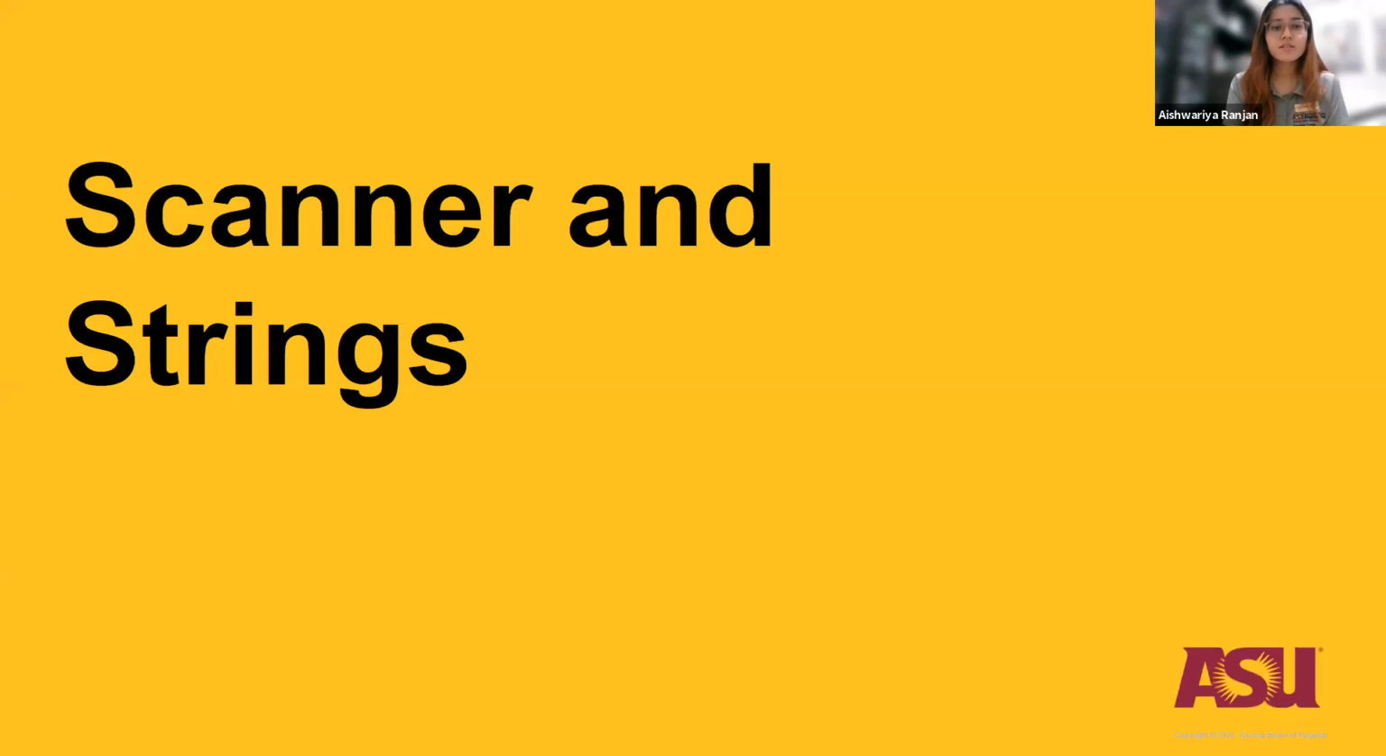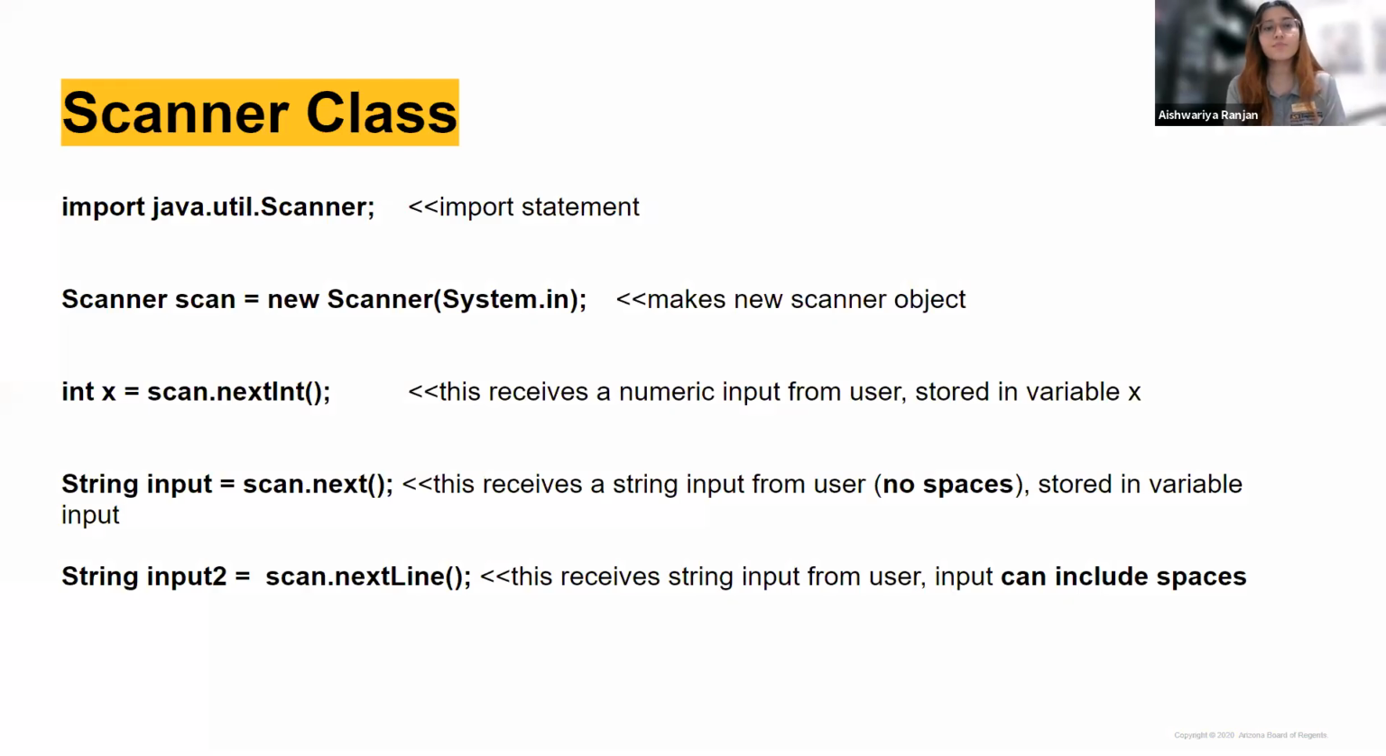Then string and scanner class. So scanner class is used to obtain the user input. So if you want to use the scanner class, you have to import the scanner class from Java library. So this statement, import java.util.Scanner, is very important. You have to write it to be able to use the scanner class. Then to make a scanner object, this is the code: Scanner scan. Over here, scan is just the name of my scanner. It could be anything you like.